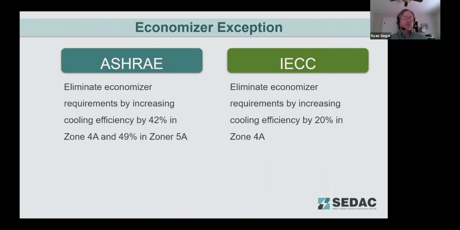So, as far as the economizer exceptions, there are a little bit of differences here. ASHRAE has a much higher threshold in order to use that than the IECC. However, something you'll see here is ASHRAE has economizer exceptions for both zone 4 and 5, whereas IECC, even though it's a much lower threshold to get that exception, it is only in zone 4A. So if you're in the Chicago region, IECC does not have the economizer exception, whereas ASHRAE does, despite having to have quite an increase, a 49% increase in efficiency in order to gain that exception. So quite dramatic here for the Chicagoland area and Rockford area, that northern Illinois area.